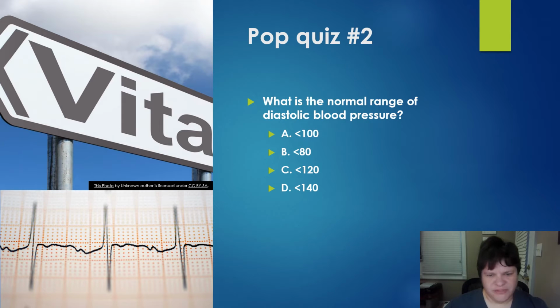Pop quiz question number 2. What is the normal range of diastolic blood pressure? Is it A, less than 100, B, less than 80, C, less than 20, or D, less than 40? Mark your answer.